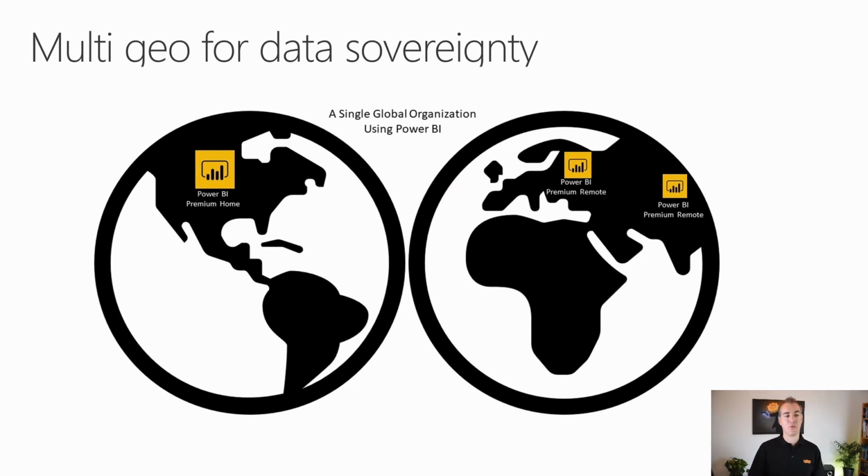For that, we have an option of multi-geo for data sovereignty. This is the case for Microsoft, for example, right? We have our Power BI Premium, or my Power BI home tenant is stored in the US. But I want to set up additional geographies. I want to set up additional capacities in different geographies. So you can do it in the same data center that we already have. My home tenant is in the US, but I can set up a premium capacity in the Netherlands. I can set up a premium capacity in Germany. I can set up a premium capacity in Asia.